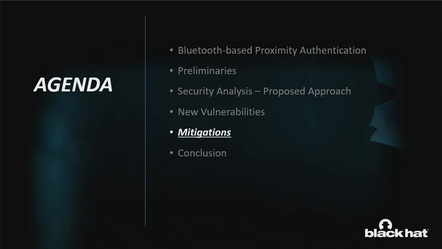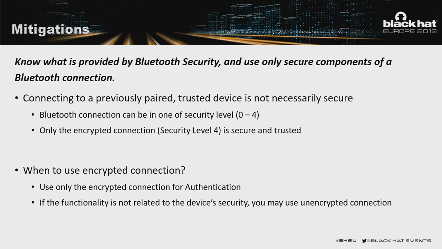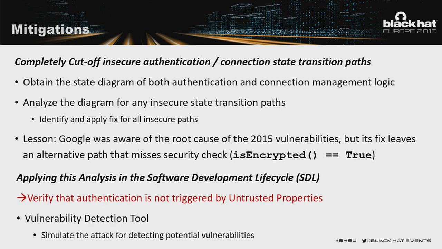We have listed the problems with Bluetooth-based proximity authentication. So how do we create secure authentication without these issues? First of all, we must understand Bluetooth security correctly and analyze our implementation based on it. We need to analyze and verify what Bluetooth properties we use and whether they are really secure. Second, we must identify our insecure paths and apply a fix to them.